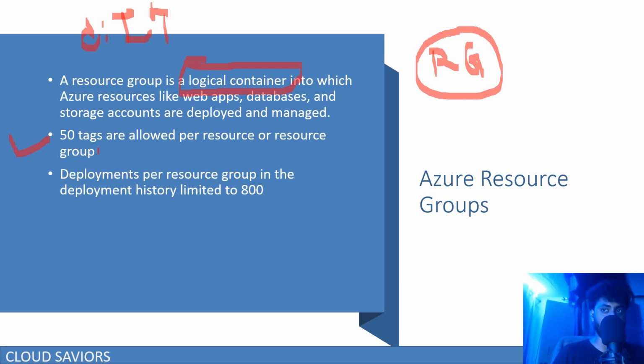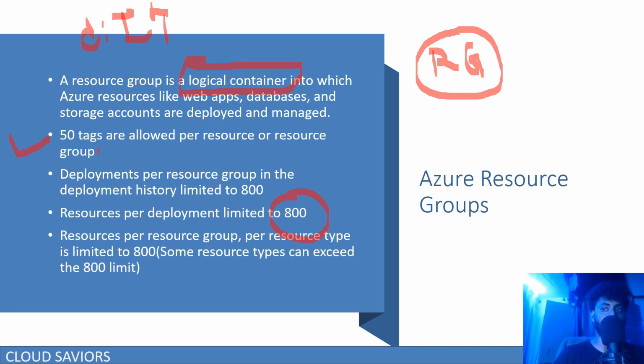Deployments per resource group in the deployment history are limited to 800. You can keep 800 deployments in your deployment history per RG. Resources per deployment are limited to 800. It means if you are using any kind of automation script, like Terraform or an ARM script, you are allowed to create 800 resources in one single go, in one single script. Make sure you remember this.